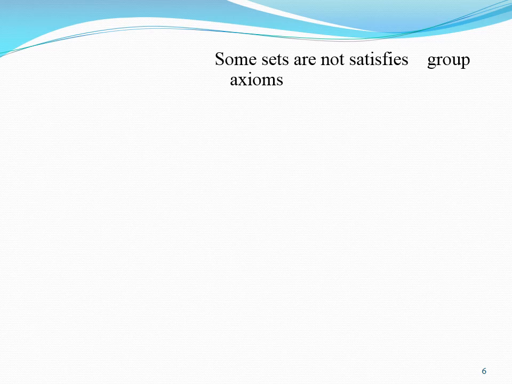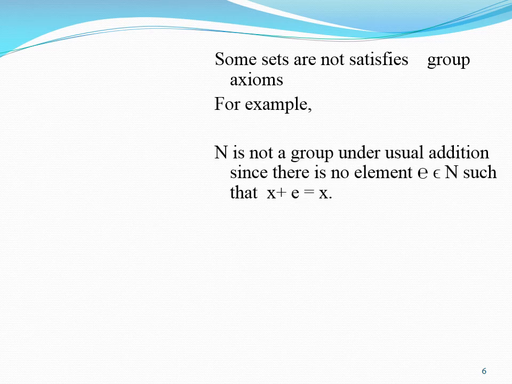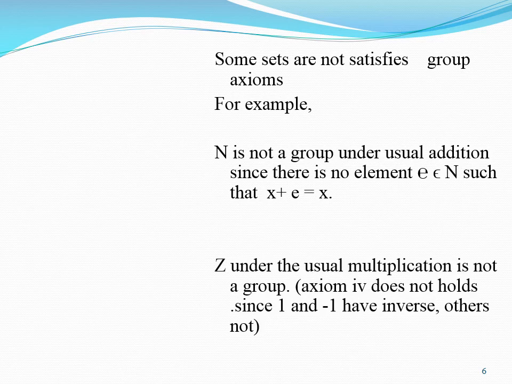Next, some of the sets not satisfying the group axioms. What are they? We know that, for example, the natural number system N equals 1, 2, etc. So in this, 0 does not appear. So there is no element e belongs to N such that x plus e equals x itself. Am I right?